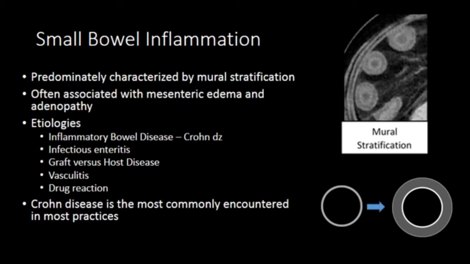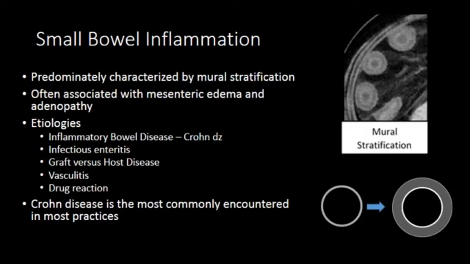Etiologies are listed here, so inflammatory bowel disease like Crohn's disease, infection, graft versus host disease, vasculitis, and drug reactions are going to be the most common etiologies and should be the foundation of your differential when you see mural stratification and mesenteric edema. Crohn's disease is going to be the most common form of small bowel inflammation that you're going to encounter in your practice.